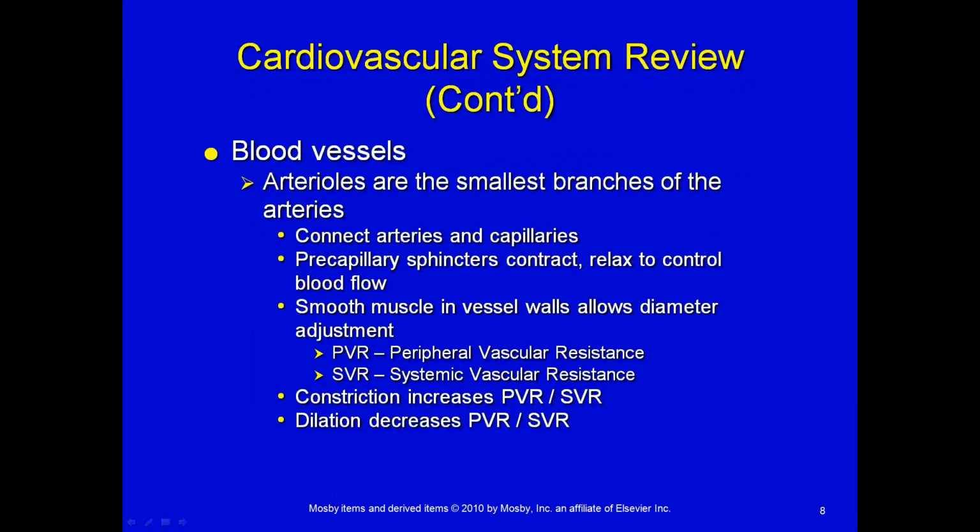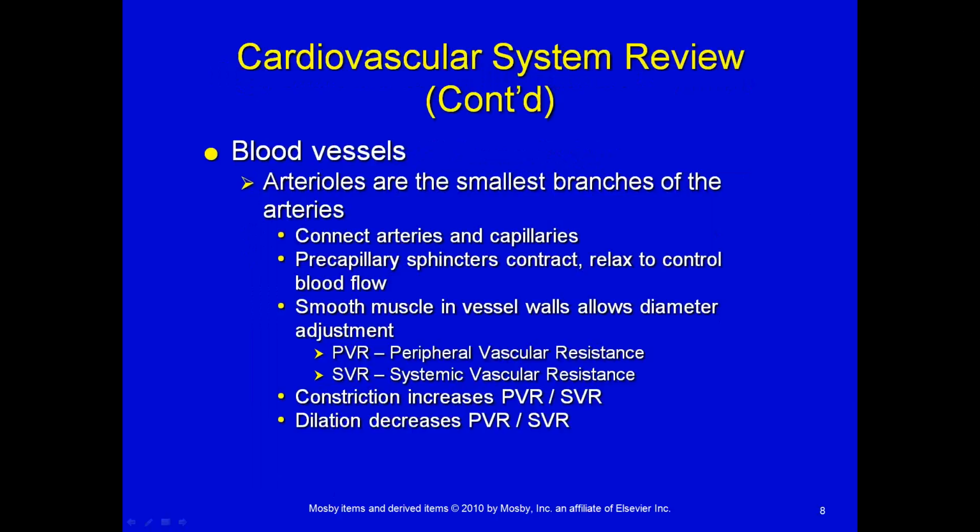Arterioles are the smallest branches of arteries, and they connect arteries to capillaries. Precapillary sphincters contract and relax to push blood through the capillary beds. Now, smooth muscle is found in the vessel walls, and it allows the vessels to dilate and constrict. And this is known as either peripheral vascular resistance, the size of the vessels in the periphery, or systemic vascular resistance, the size of the vessels in the systemic circulation.